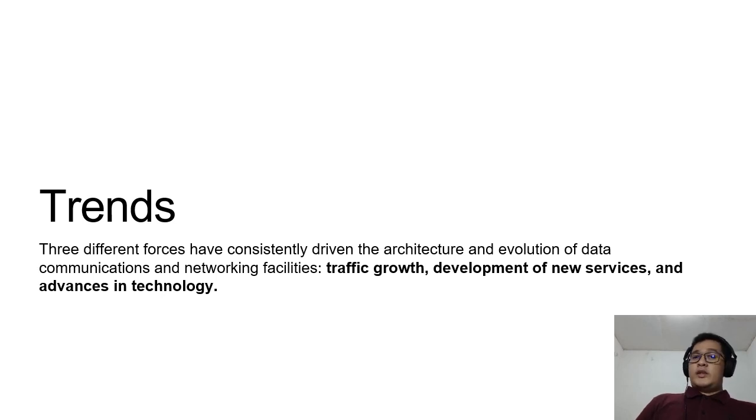Now, three different trends have consistently driven the architecture and evolution of data communications and networking facilities. The first one is traffic growth, then the development of new services, and advances in technology. These three trends consistently drive the architecture and evolution of data communication.